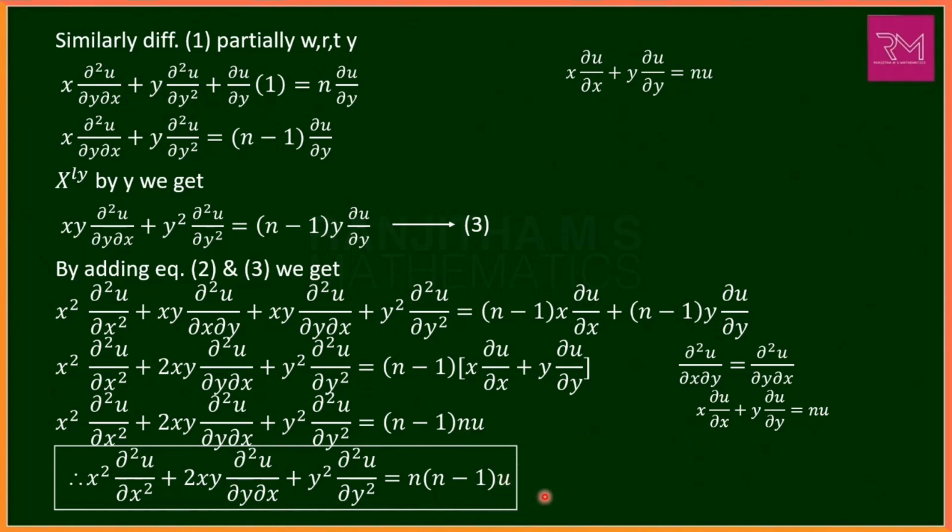This completes the proof. This is a very important formula to remember, that is x squared into ∂²u/∂x² plus 2xy into ∂²u/∂y∂x plus y squared into ∂²u/∂y², which is equal to n into (n minus 1) into u.